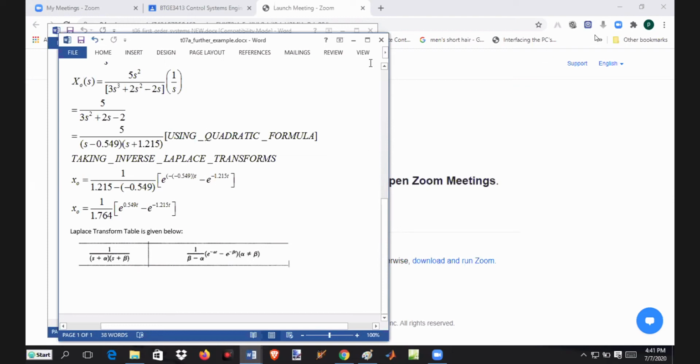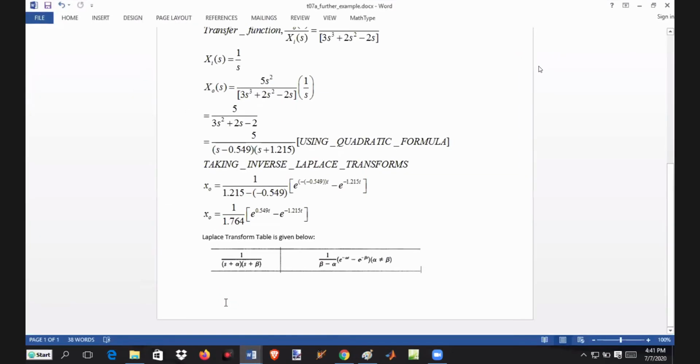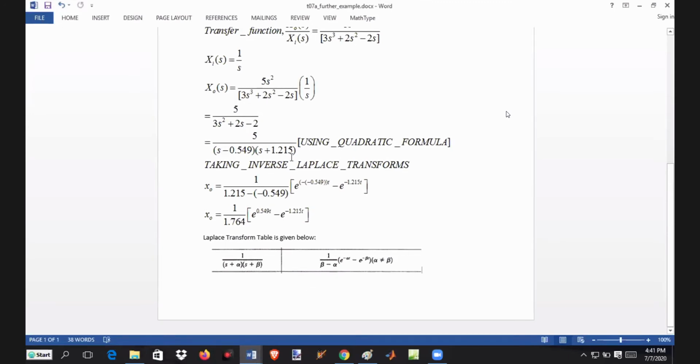Transform is at the bottom here. You look at the bottom here. So from here, after using the quadratic formula, I get the answer like this: 5 divided by (s minus 0.549)(s plus 1.215). I get like that.